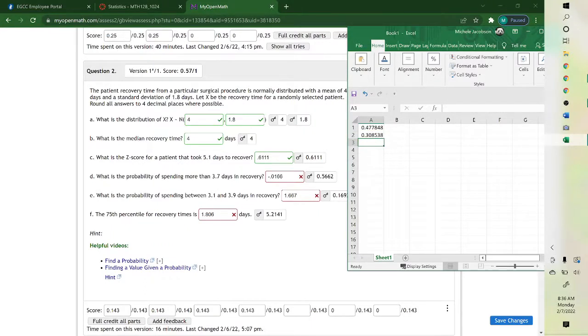So this first one is below 3.9, the second one's below 3.1, so we need to subtract them. And you can plug it into your calculator, but if you put your equal sign, then you can put A1 minus A2, and hit enter, and there's your answer.